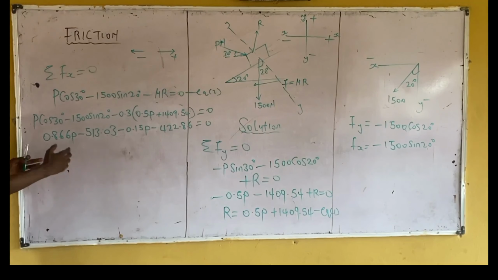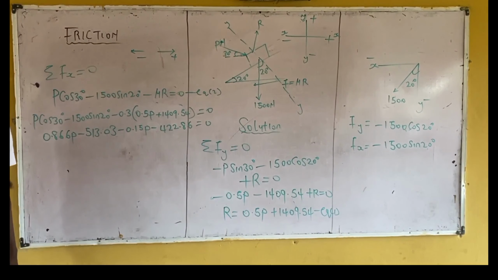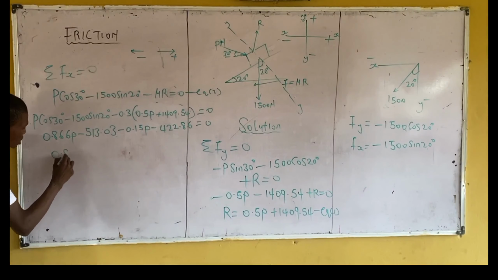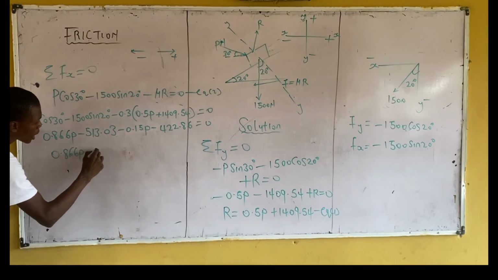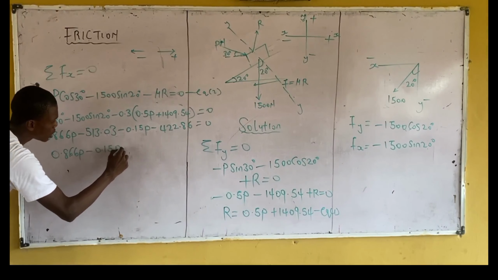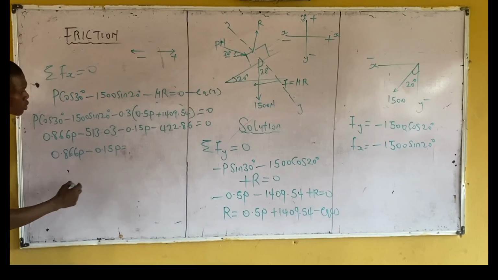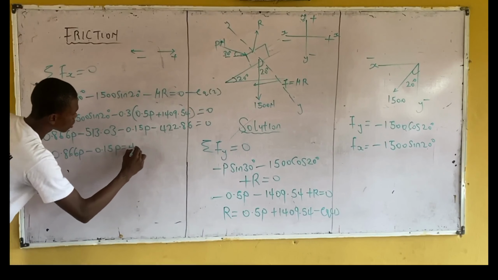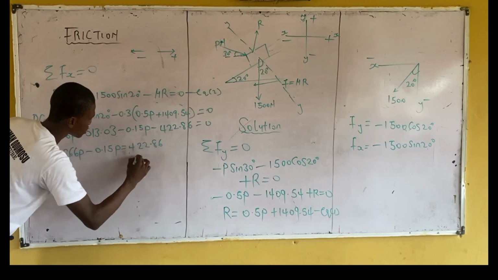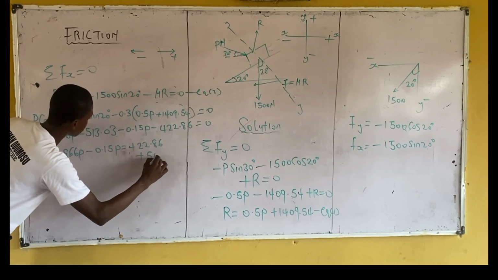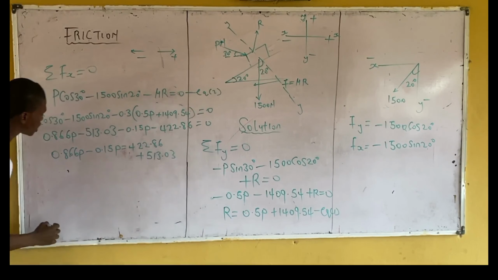From equation 2 now, you only have one unknown value, which is P. So you can make P the subject of the formula. From here, collect like terms. It means that 0.866P minus 0.15P equals this and this. We cross over. Then it becomes 422.86 plus 513.03. Let's press our calculator.